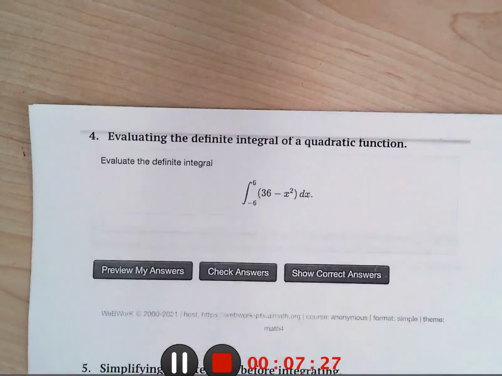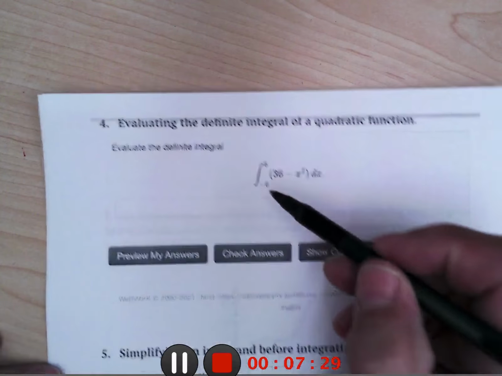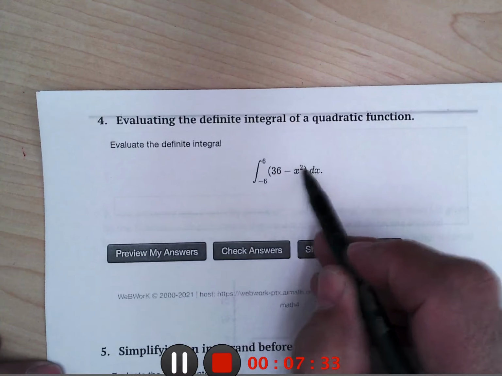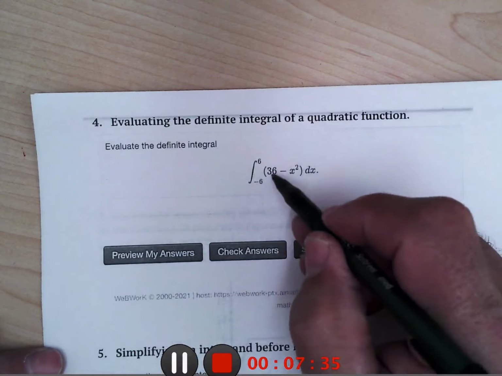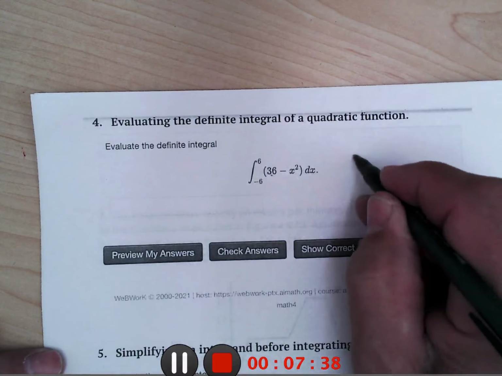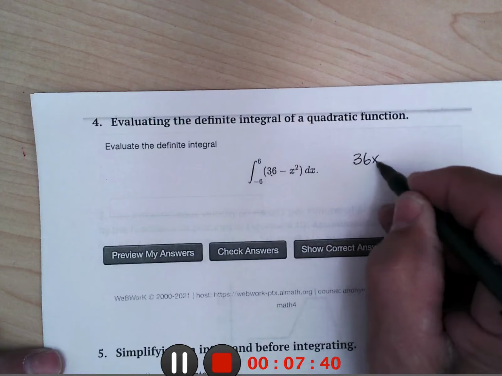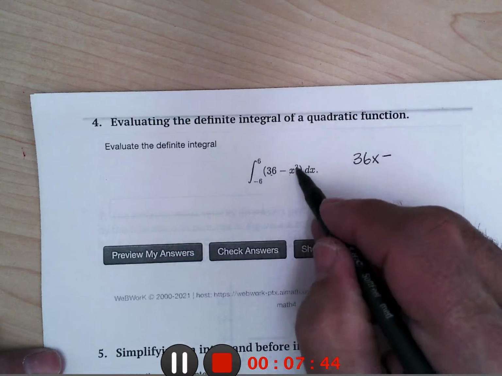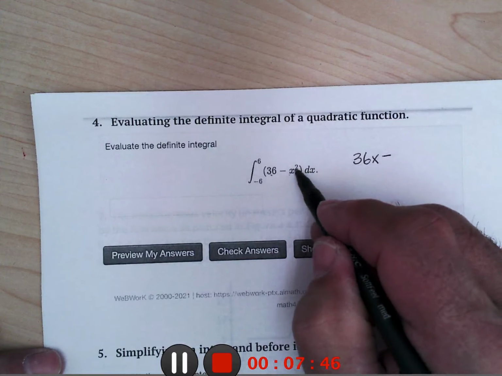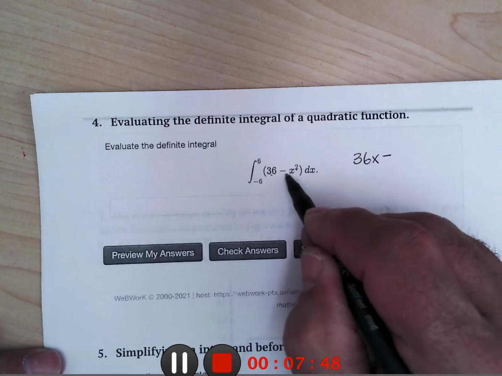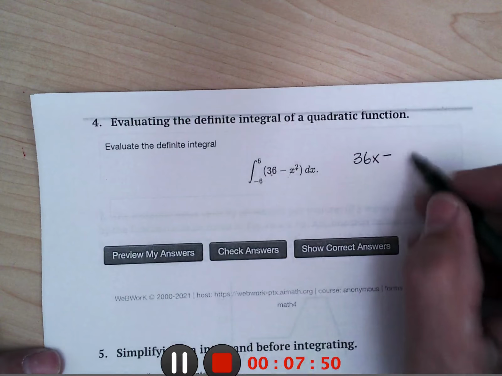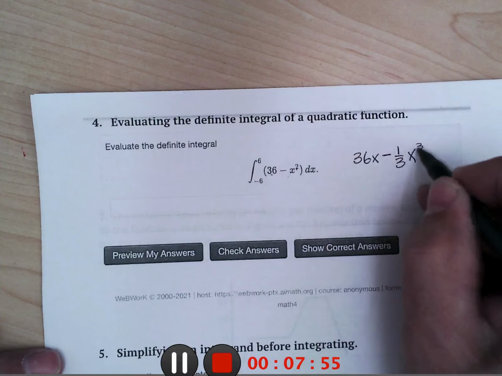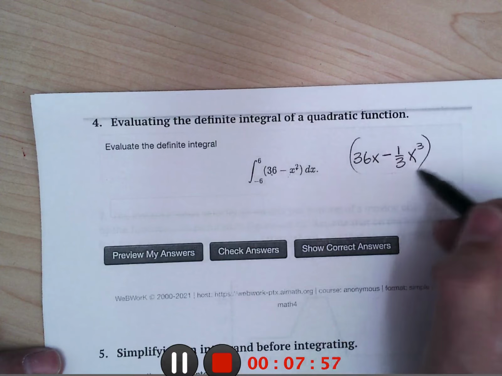Number 4. 36 minus x squared. So the antiderivative of 36 is 36x. The antiderivative of x squared is, add 1 to 2, it is 3, so it's 1/3, because you're going to divide by the 3 times x to the third. So it's minus 1/3 x to the third, evaluated from minus 6 to 6.